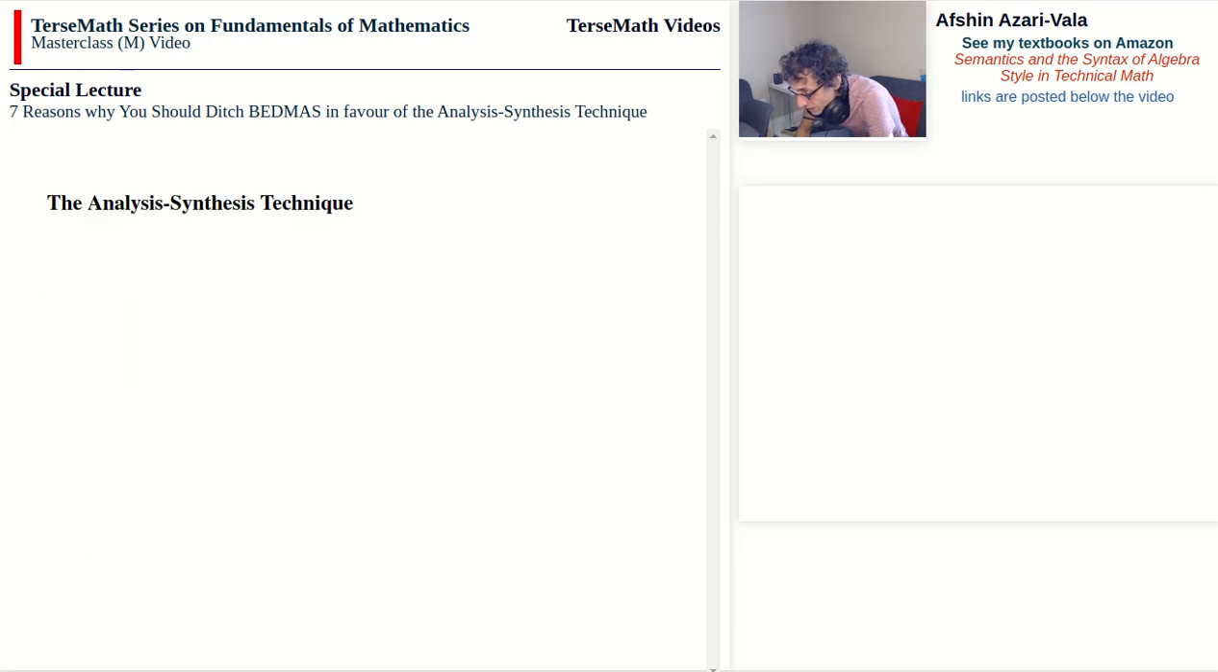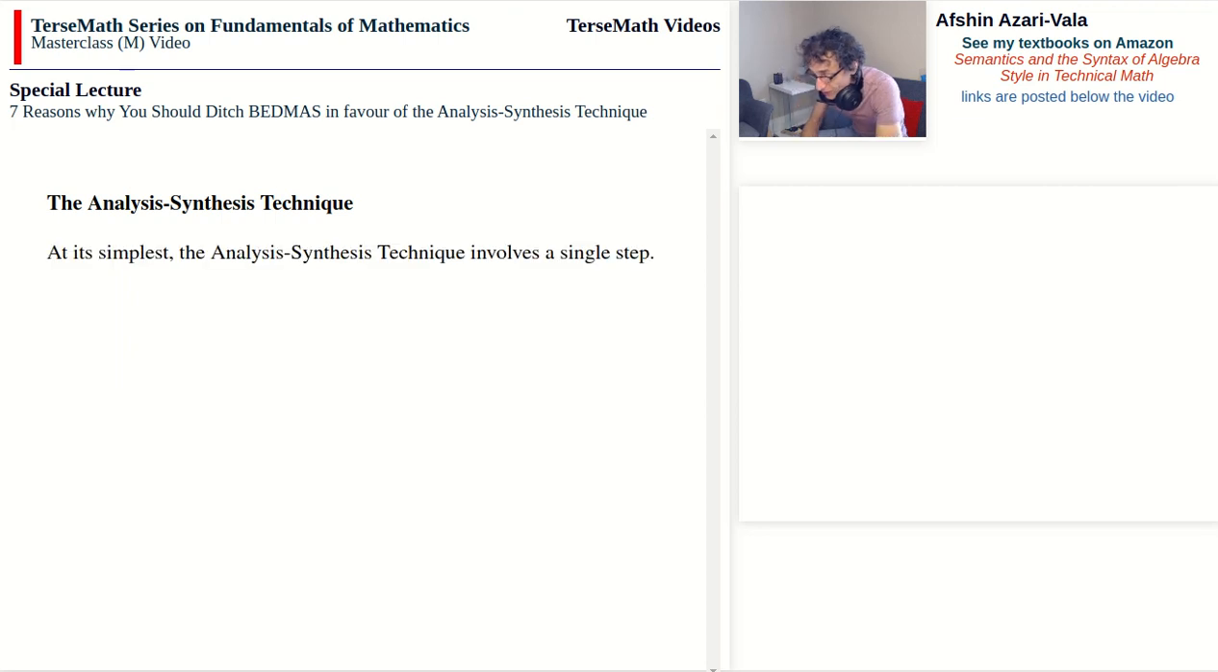Okay, so the analysis synthesis technique, at its simplest, by the way, is just one step that you keep repeating, and that single step says find your main operation and work out its arguments. Now, when you work out the arguments, you may have to reapply the steps. For those arguments, find the main operation and work out their arguments, and so on and so forth. And this strengthens the ability to find out how to write things down on your own.